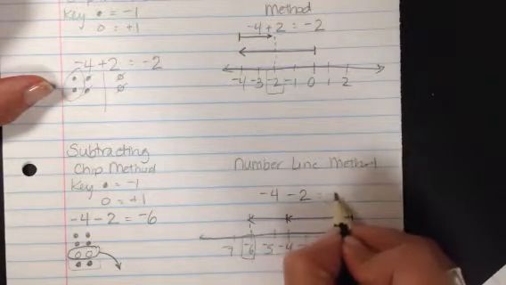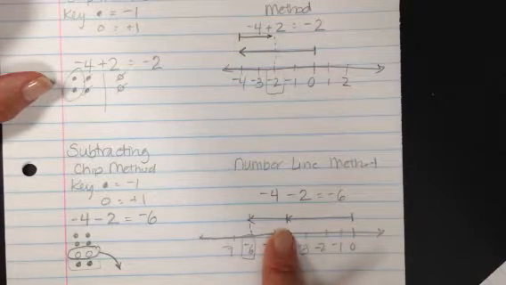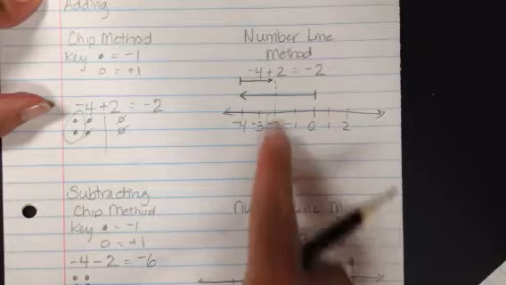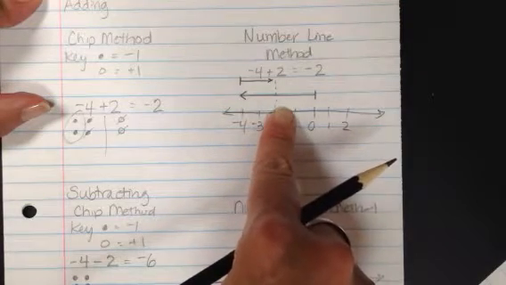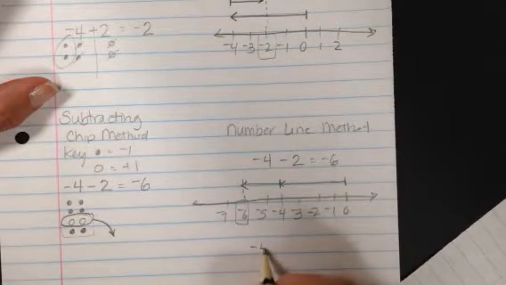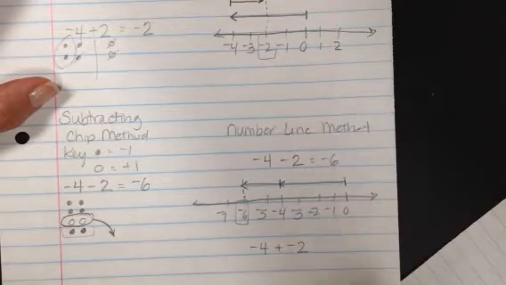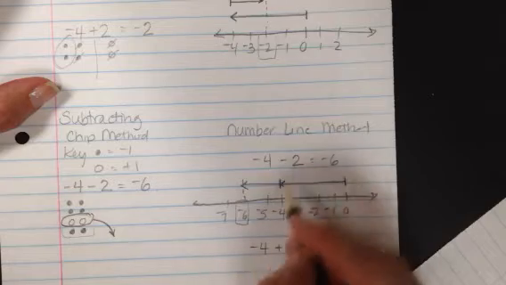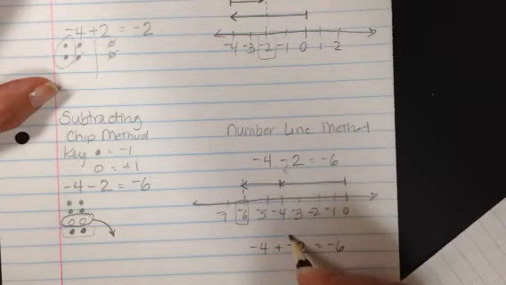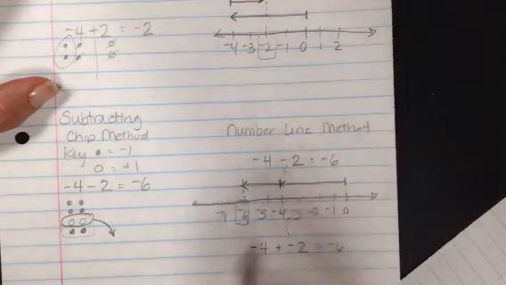It's -6. Now, if you remember, when we add a negative number, this is exactly the same model as -4 plus -2. That'll also get you -6. It's going to look exactly like that. This is the same model for both of these problems because these problems mean the same thing.